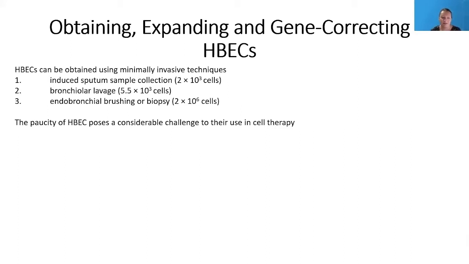However, these only generate a small number of cells, somewhere in the range of 2 × 10⁻³ to 2 × 10⁻⁶ cells. Thus, the paucity of bronchial epithelial cells poses a considerable challenge when we're thinking of autologous cell therapy. We need to be able to successfully expand these cells ex vivo to much larger numbers while maintaining their stemness.